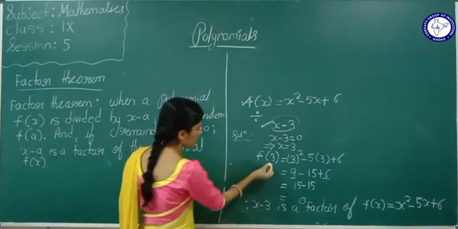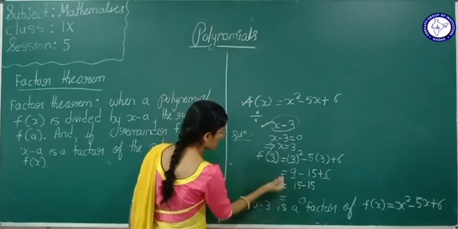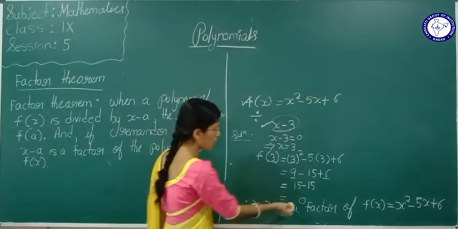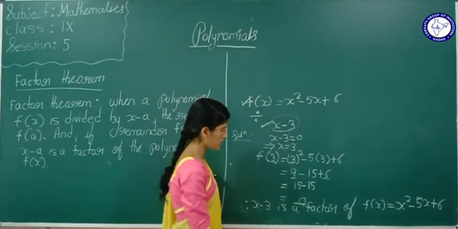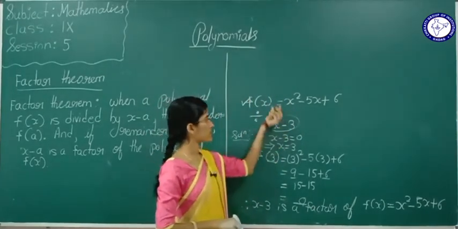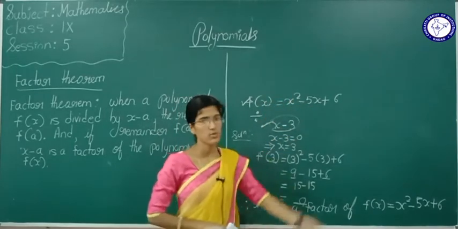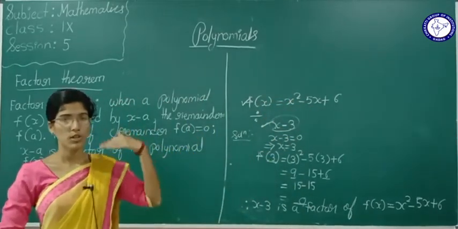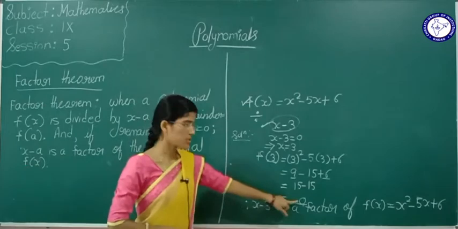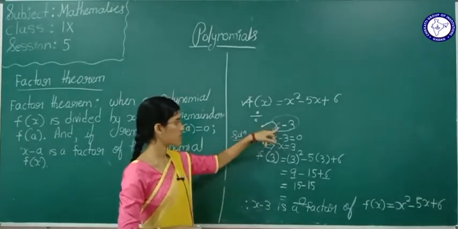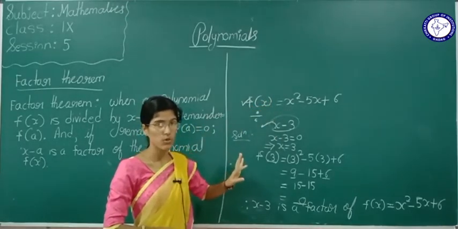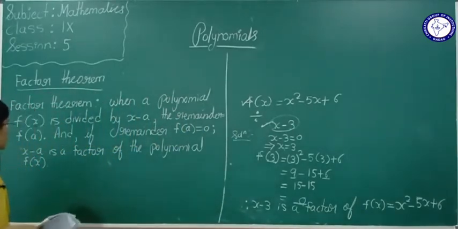The remainder is f of 3. Okay. And if remainder f of a is equal to 0, if we got the remainder 0, we can tell that this x minus 3 is a factor of this one. Here x minus 3 is a factor of f of x is equal to x square minus 5x plus 6. So only this much. When we divide a polynomial by a linear polynomial, if you got the remainder 0, we can tell that here x minus 3 is a factor of this polynomial. Only if remainder is 0, otherwise no. Okay, so based on this, we are going to solve problems.